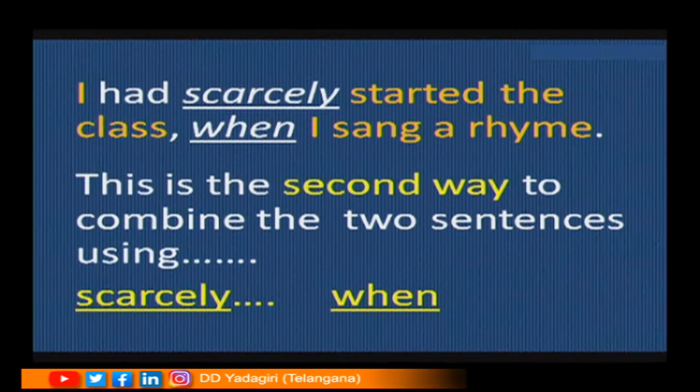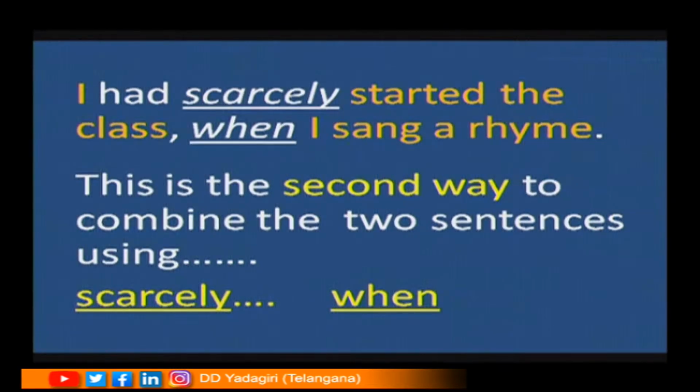I kept "had scarcely" after the noun "I", and I've kept "when" at the beginning of the second sentence. And children, do not forget to remove the full stop after the first sentence. Put a comma at the end of the first sentence. Now, shall we read the sentence, children? I had scarcely started the class when I sang a rhyme. This is the second way to combine the two sentences using "scarcely when".